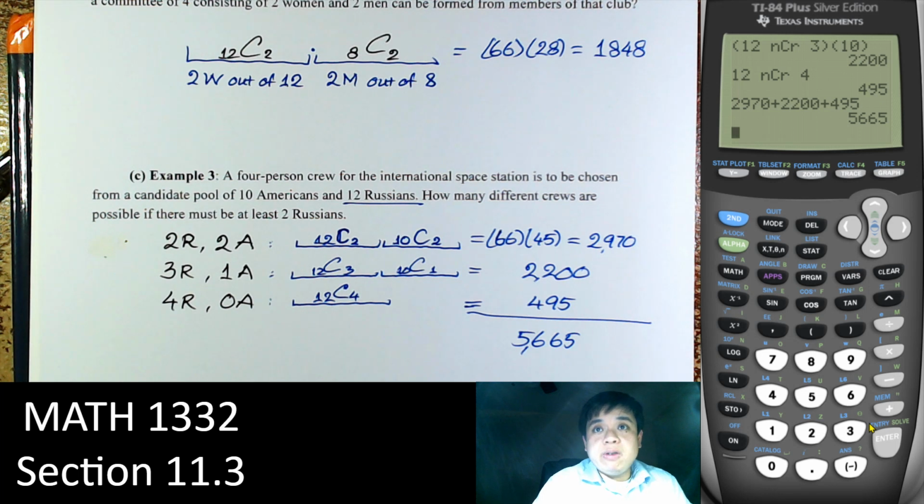And talking about difference, you have to be able to distinguish between combination and permutation. Once again, combination order does not matter. Permutation order does matter. And with that, we finish section 11.3 in Math 1332.